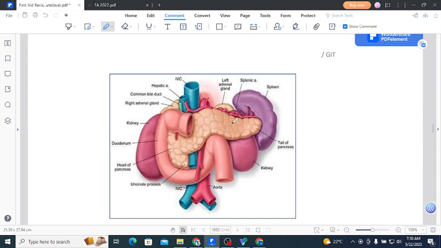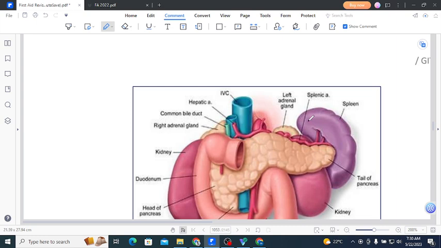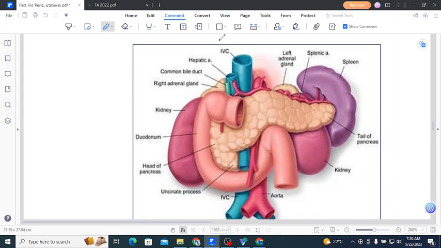You can see a lot of different structures. Let me zoom in. I will try to explain as much as I can. Firstly, we'll start from here and go in the counterclockwise direction. This is the inferior vena cava, present behind the pancreas, the hepatic artery, the common bile duct, and the right adrenal gland. Here you can see the hepatic artery.